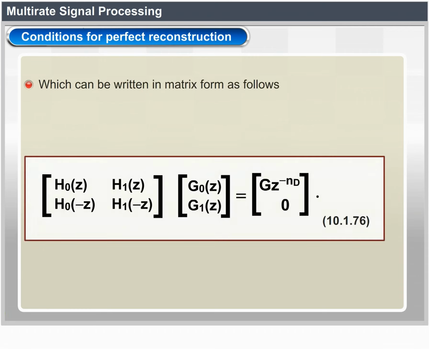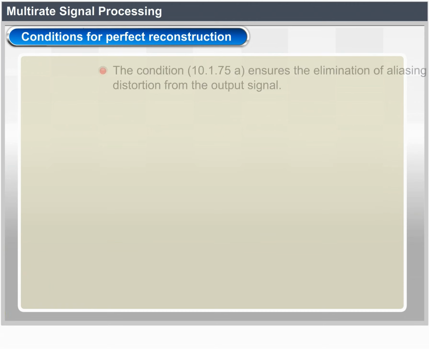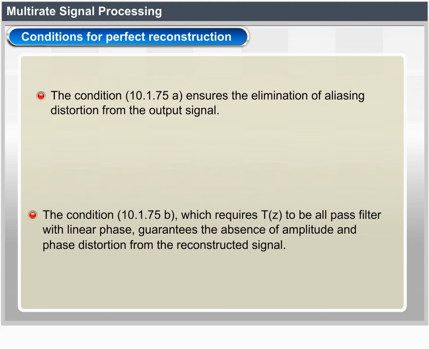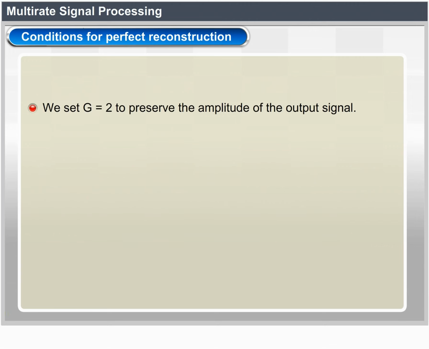The condition 10.1.75a ensures the elimination of aliasing distortion from the output signal. The condition 10.1.75b, which requires T(z) to be an all-pass filter with a linear phase, guarantees the absence of amplitude and phase distortion from the reconstructed signal. We set G equal to 2 to preserve the amplitude of the output signal. If we have determined the analysis filters, we can obtain the synthesis filters by solving the linear system of equations.